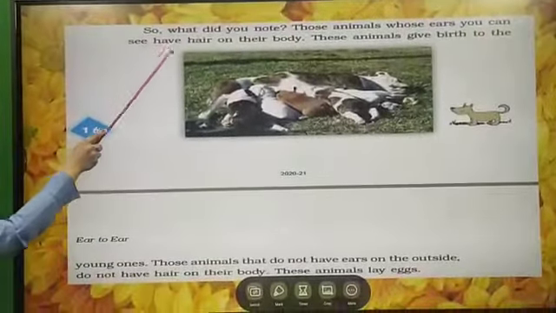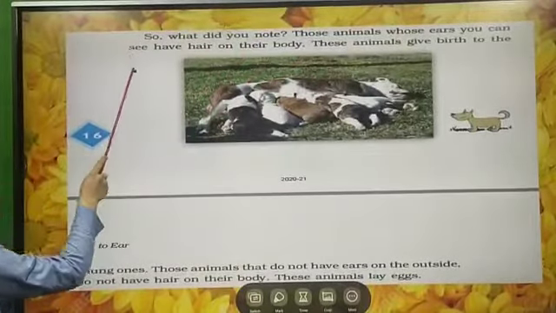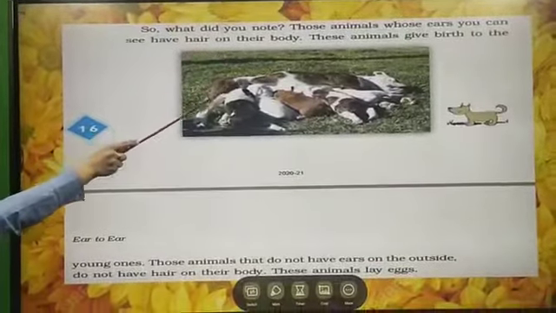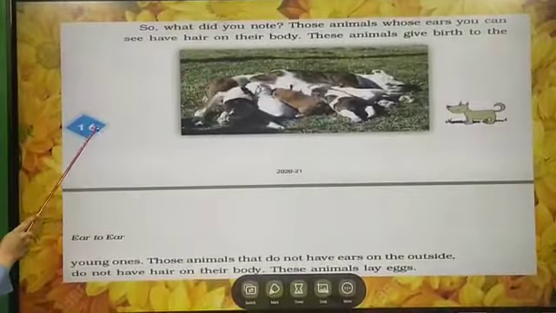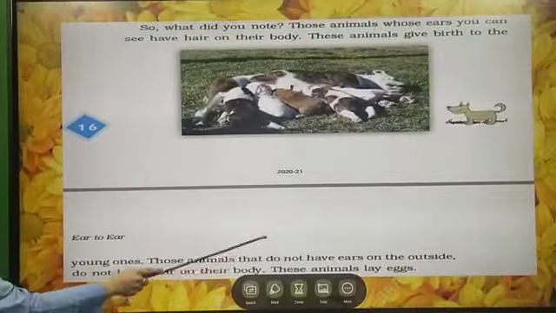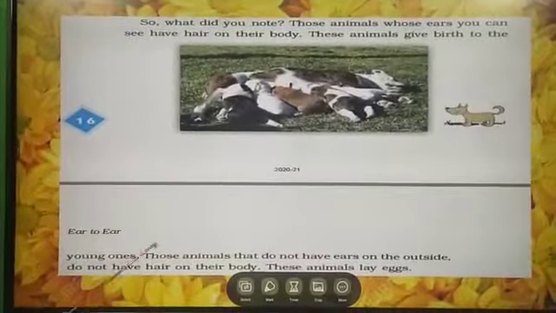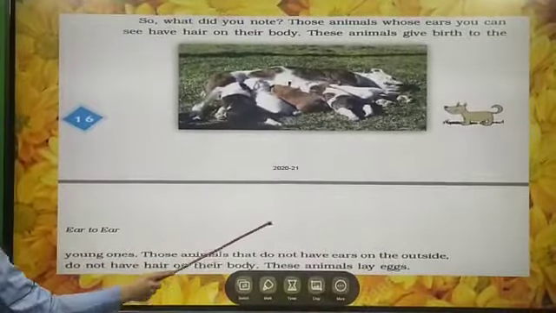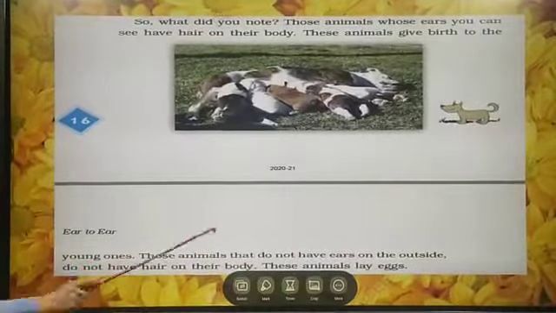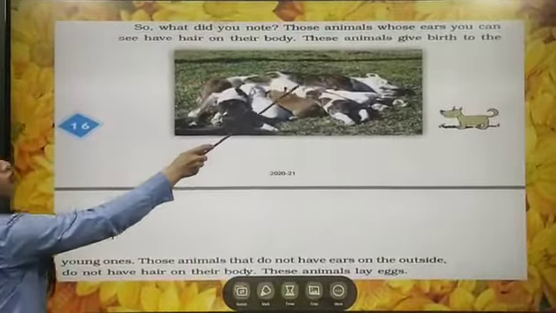So what did you notice? Those animals whose ears you can see have hair on their body, and these animals give birth to the young ones. Exactly. Those animals that do not have ears on the outside and do not have hair on their body, these animals lay eggs.